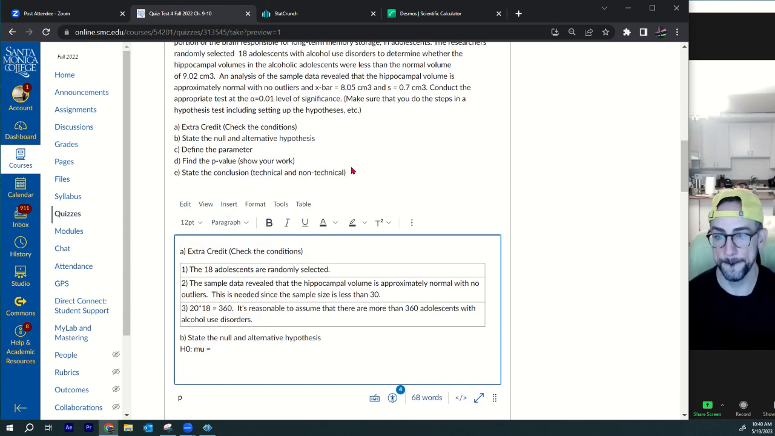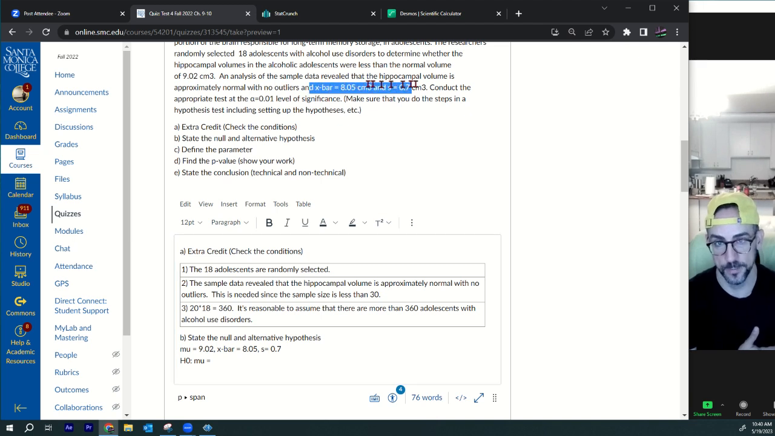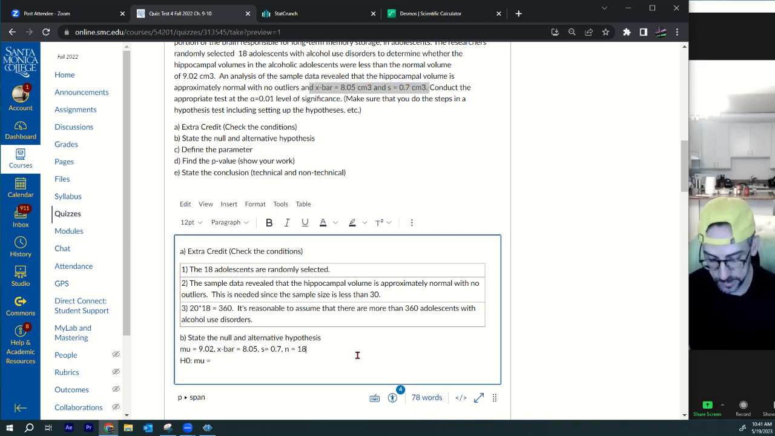All right. Now you may want to do stuff like this, right? You may want to say mu equals 9.02. Get everything: x bar equals 8.05, S equals, I mean, this problem kind of spoon-fed you all the information here. N equals 18. So those are the 4 things: mu, x bar, s, and n. Great. So here we're gonna put 9.02, H1.